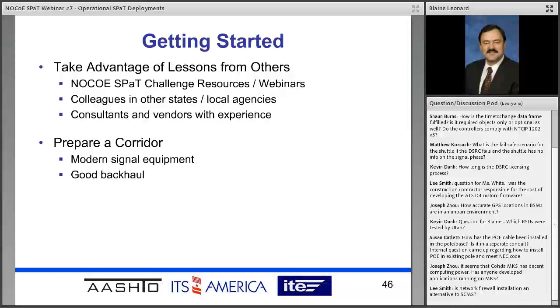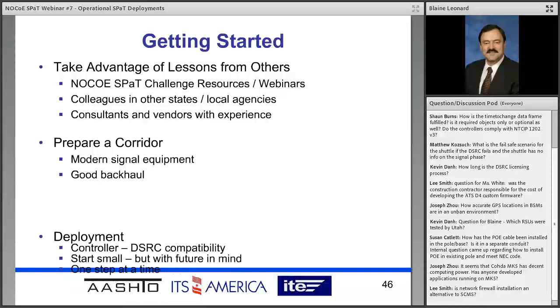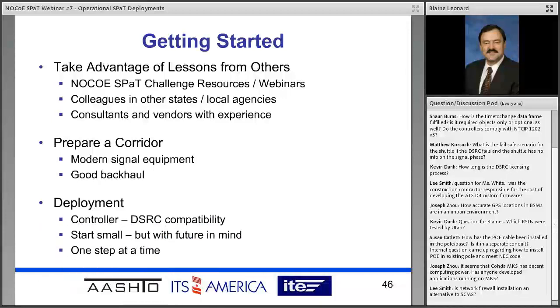As you prepare a corridor, the first step is really good backhaul and modern signal equipment. If you haven't done that yet, you're going to need to do that for whatever kind of connected vehicle application you might do. So put that on your radar screen, and if you're not quite ready to jump into connected vehicle, this is a good place to start to get ready. And then as you start to think about deploying, look at DSRC compatibility with your controller. Talk to your controller vendors.